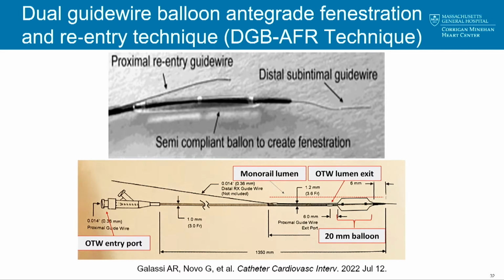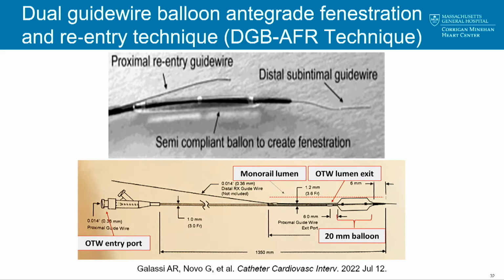So one of the most controversial topics or techniques in CTO-PCI is antegrade fenestration reentry, AFR, which entails dilating a balloon in the subintimal space, creating fenestrations within the subintimal space, connecting to the true lumen, and then using a polymer jacketed wire to reenter into the true lumen. So it usually requires 2 systems.